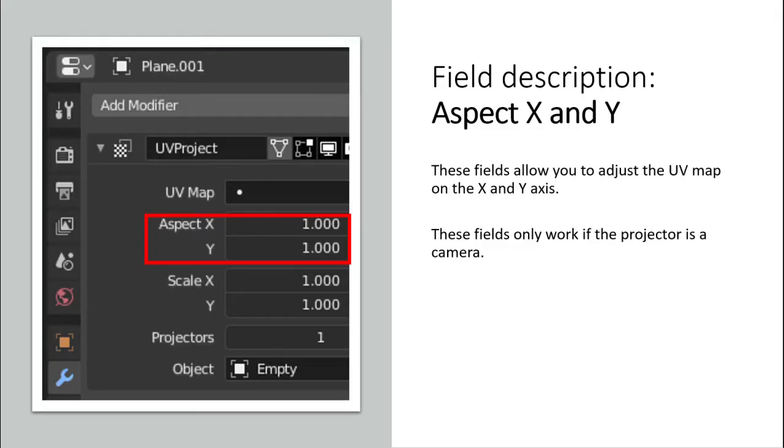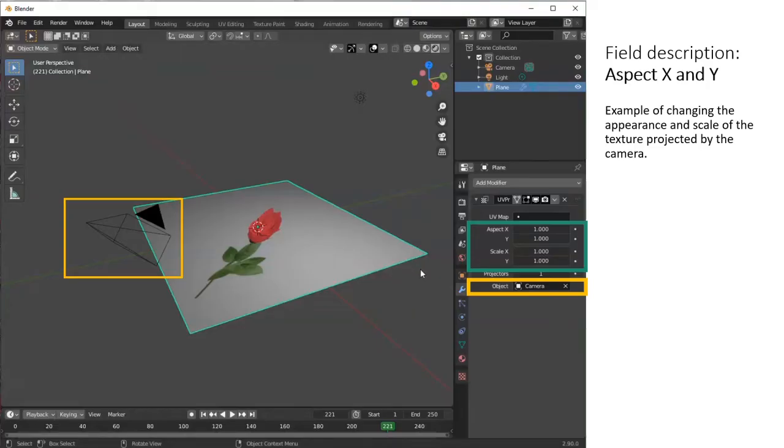These fields allow you to adjust the UV map on the X and Y axis. These fields only work if the projector is a camera. This is an example of changing the appearance and scale of the texture projected by the camera.